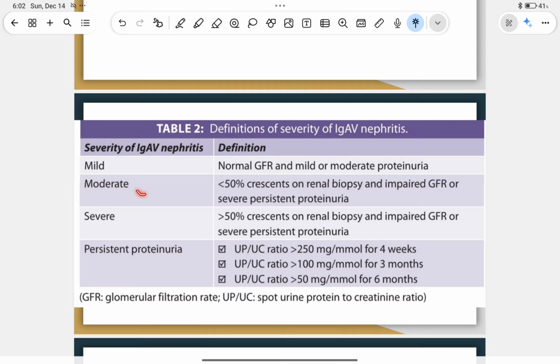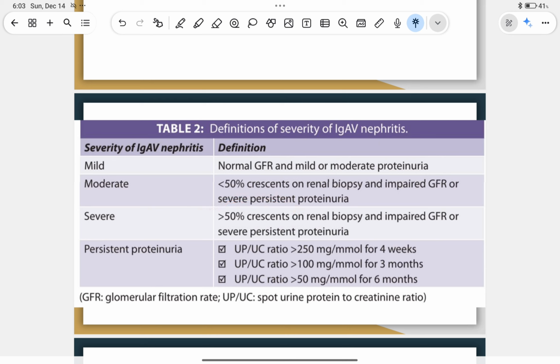Okay, so in moderate and severe, there is persistent proteinuria and there is impaired GFR, but the thing that decides moderate to severe is crescents. So whenever glomeruli are damaged because of inflammation, there is crescent formation in microscopy. So if less than 50% of glomeruli are forming crescents, that is moderate severity. More than 50% of glomeruli are forming crescent, that is severe.